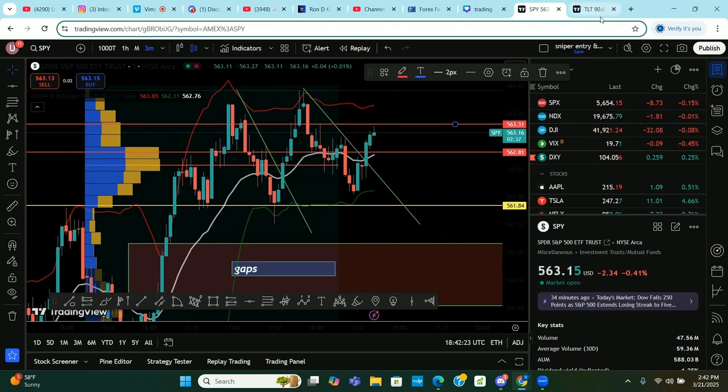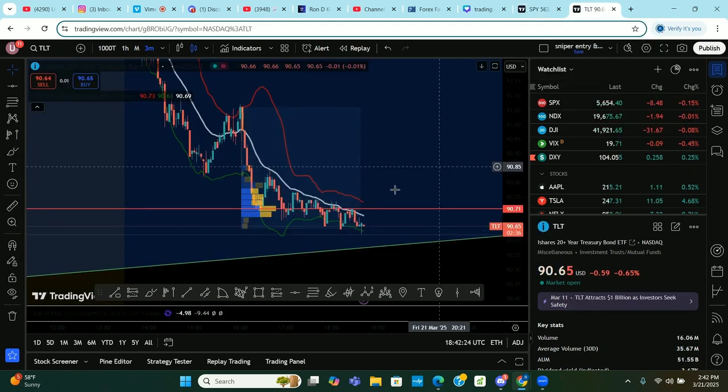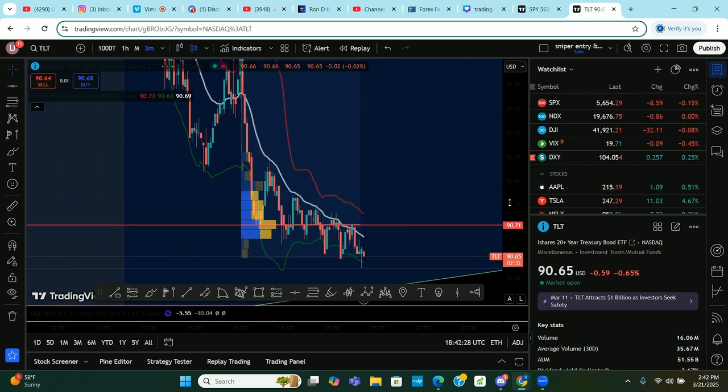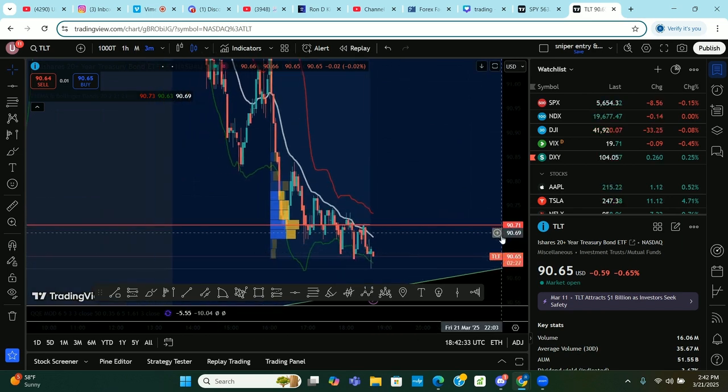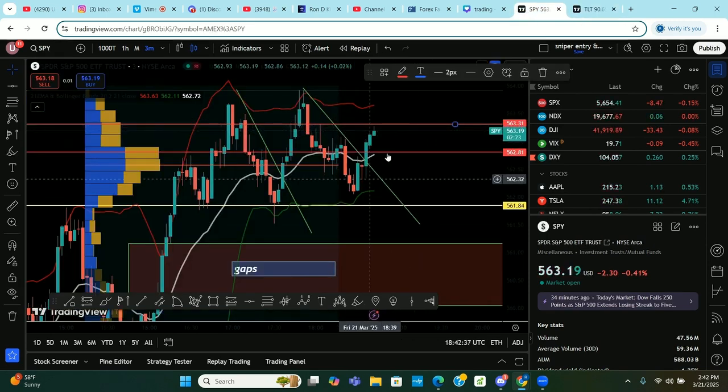Let's look at the TLT market. What is that doing? Continuing to fall. If it gets oversold, it's going to bounce. But if not, there's a lot of pressure to the downside. And SPY is doing what? Continuing to push. 3, 6, 9. So for 9 minutes, we've been going up.